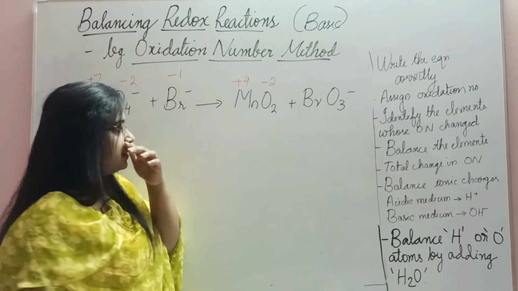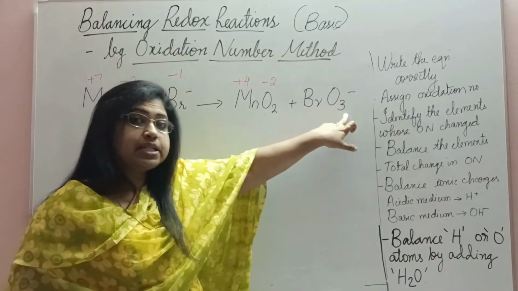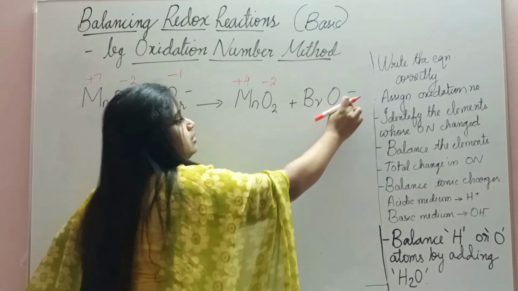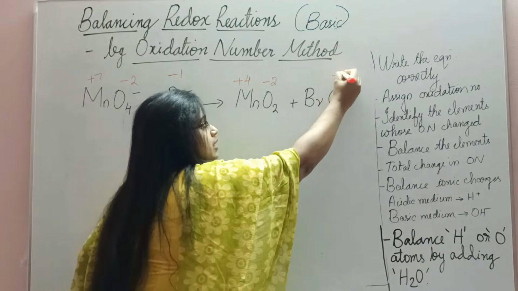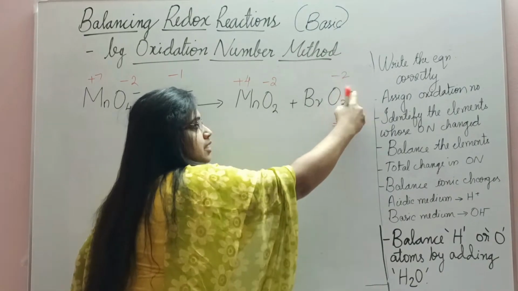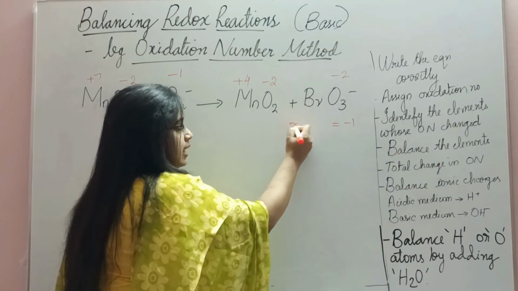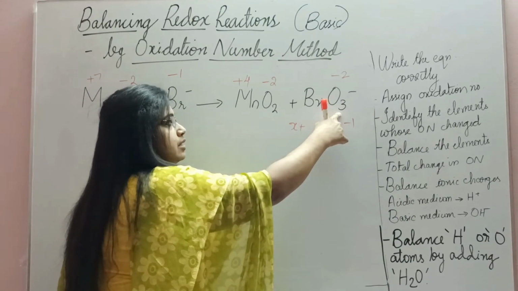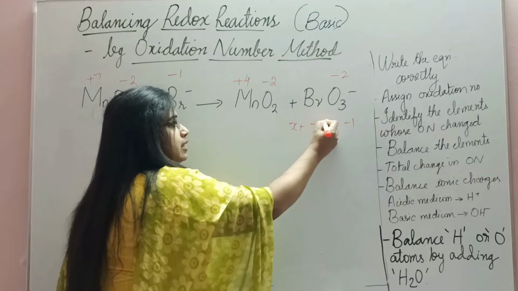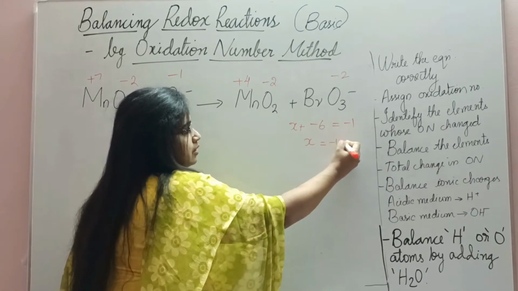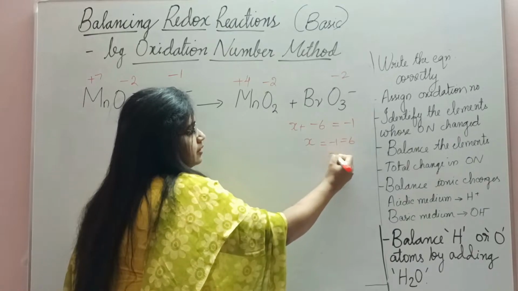Now what about bromate ion? Bromate ion, as usual, it is an ion. So -2. The charge is -1. For bromine, let the oxidation number be x. There are 3 oxygen atoms, so 3 into -2, minus 6. So x is equal to -1 minus -6, that is plus 5.